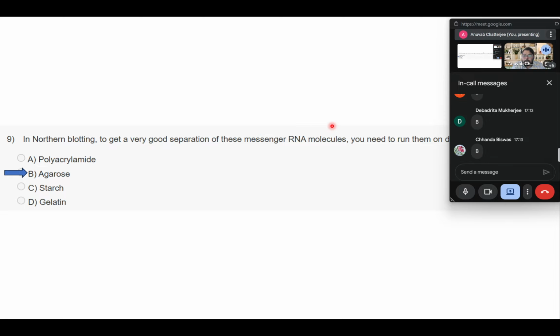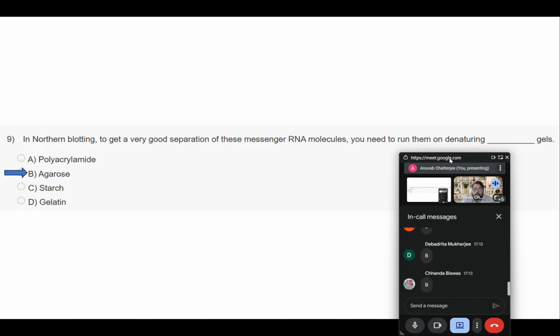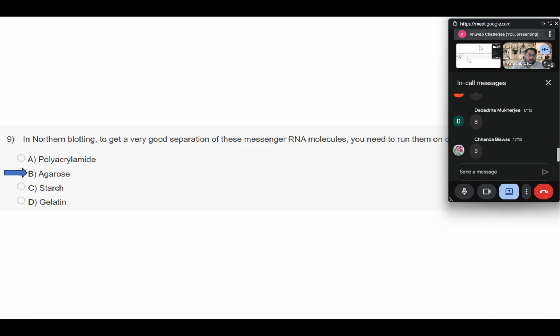So in agarose gel, to get a very good separation of messenger RNA molecules, you need them to run on denaturing agarose gels. Any questions? Okay.